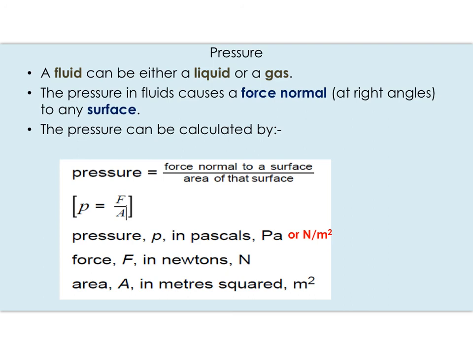So pressure p can be measured in pascals or newtons per metre squared. Force is measured in newtons, and area is measured in metres squared.